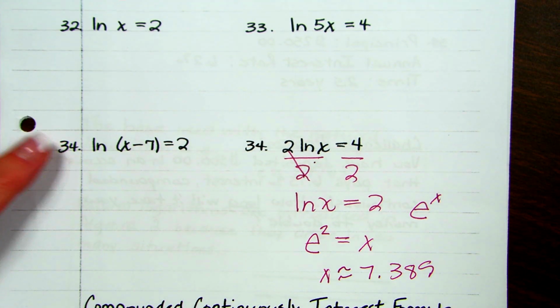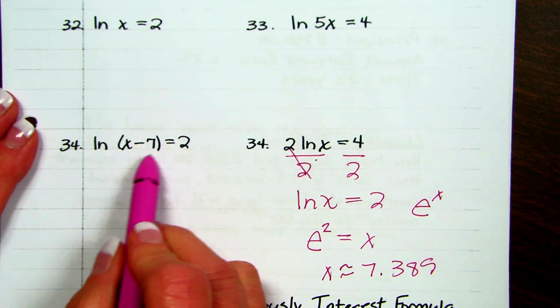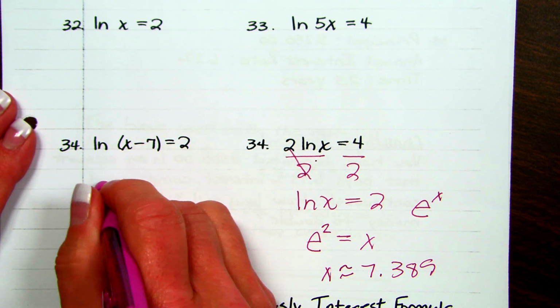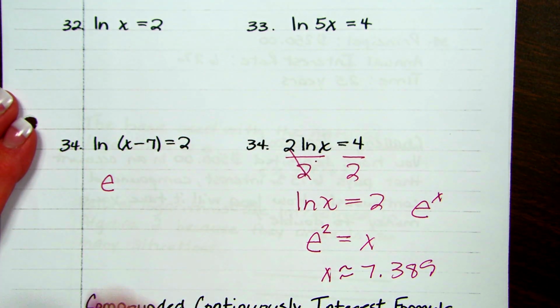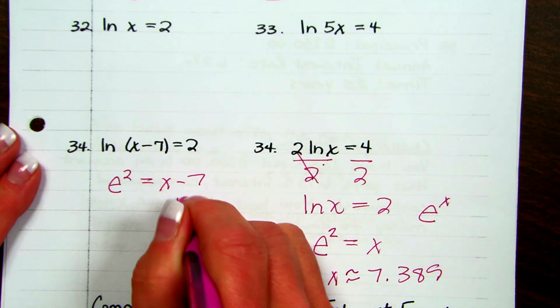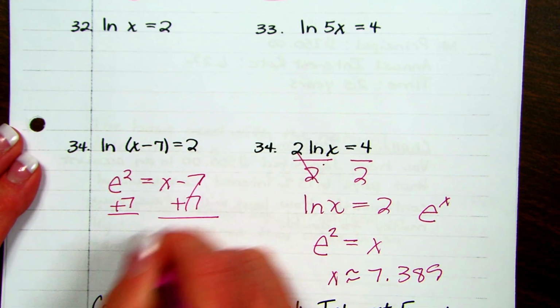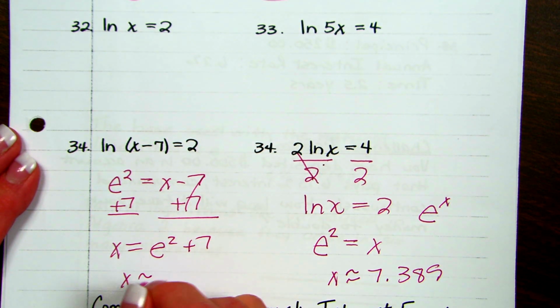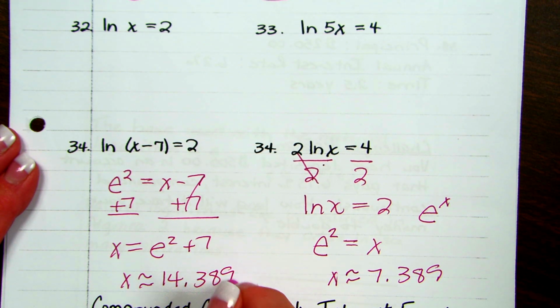So number 34 is a log equation. This is isolated, so I'm going to rewrite it in exponential form, which means the base with natural log is e, so that's the base I'm going to use. e to the second equals x minus 7. Then add 7 to both sides. And you get x is equal to e squared plus 7. That would be an exact answer. And if you type that in your calculator, you should get 14.389.